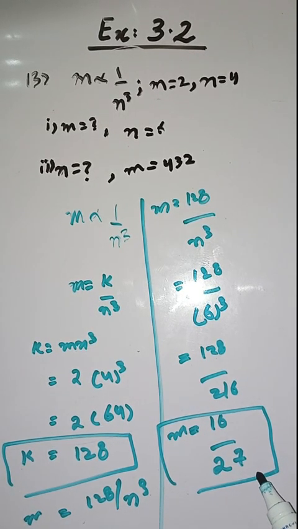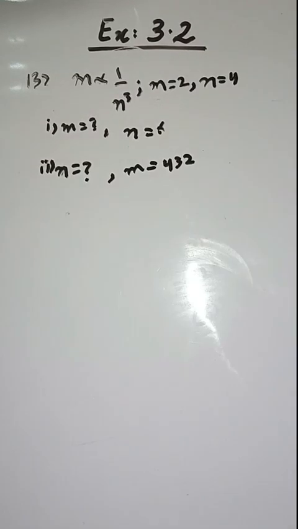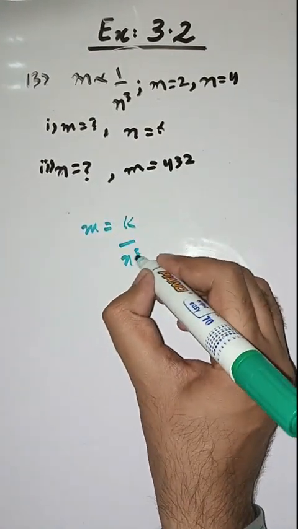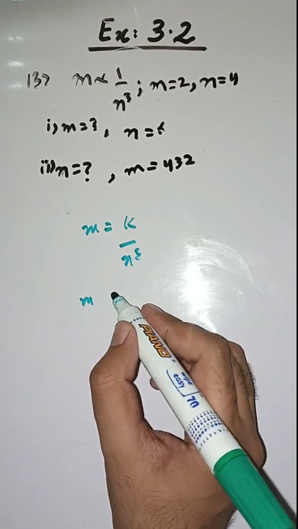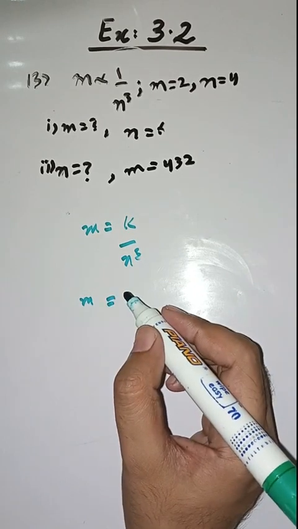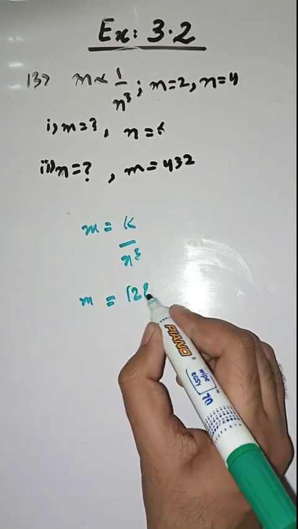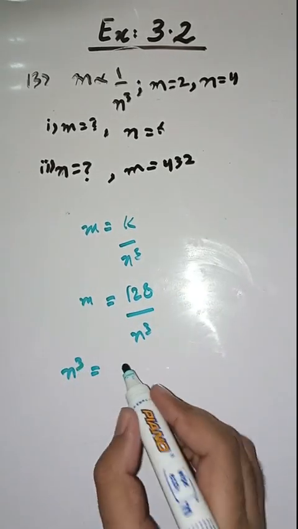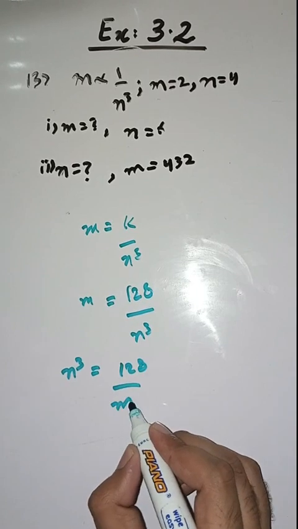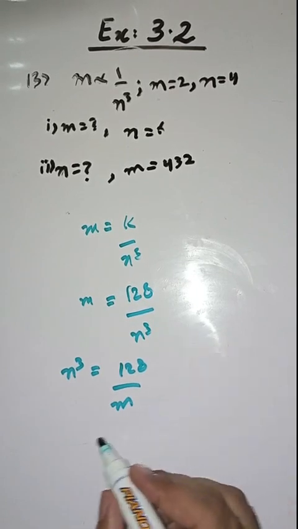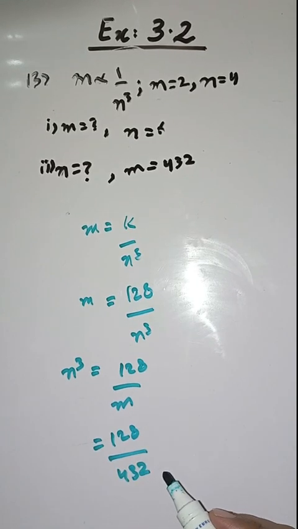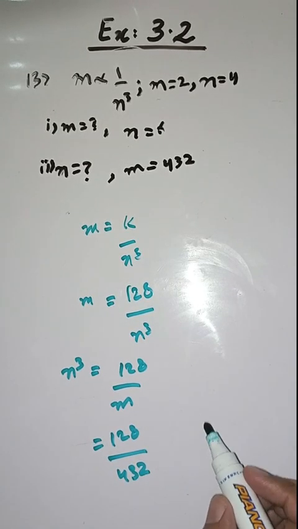Next we have to find the value of n when m is equal to 432. So what will we do? We use the m is equal to k over n cube relation. M is equal to k, we have already found 128 over n cube. N we have to find, so we separate it, 128 over m, and m is given 432, 128 over 432, which is equal to 8 over 27.